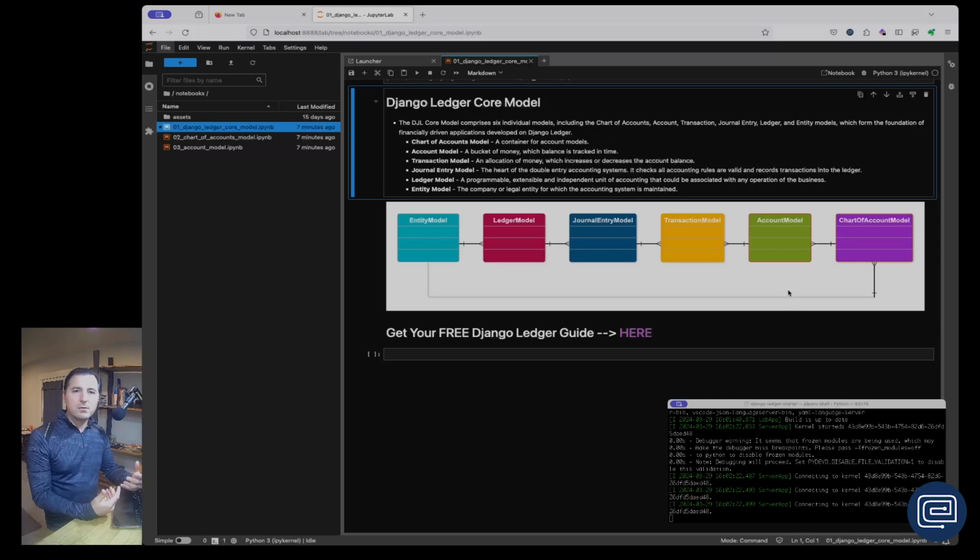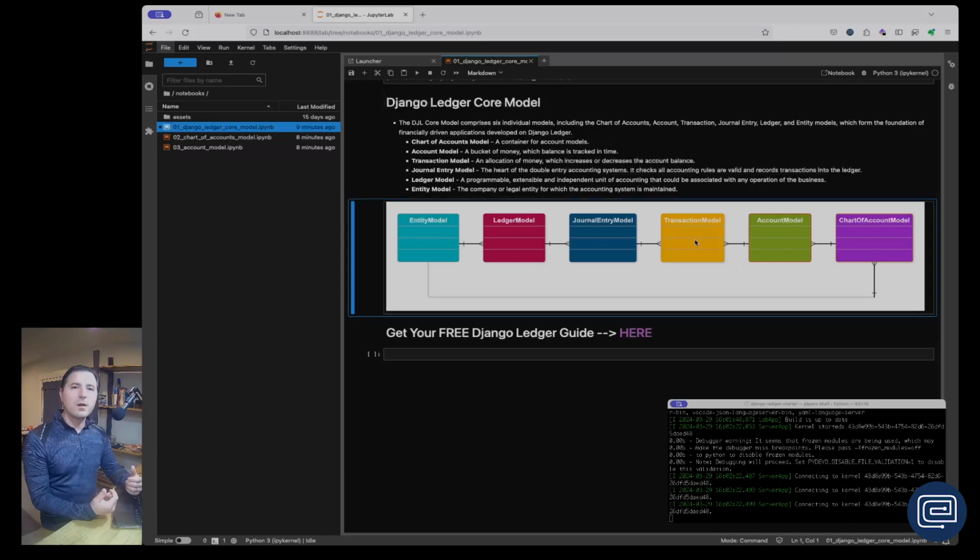The next model that we're going to be reviewing is the account model. And an account model is basically a bucket of money whose balance is tracked over time. The balance is affected by all the credits and debits that are performed to that particular account. You can see that there's also a one-to-many relationship between the account model and the transaction model. And again, that makes sense because each transaction can be associated with only one account model.